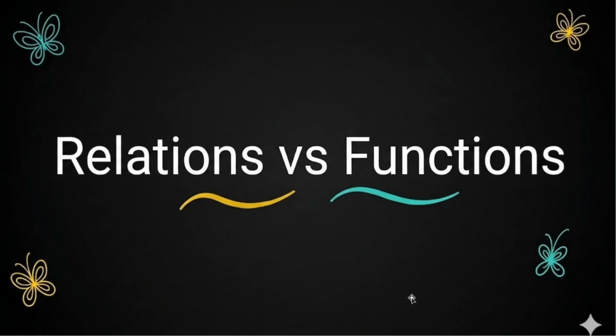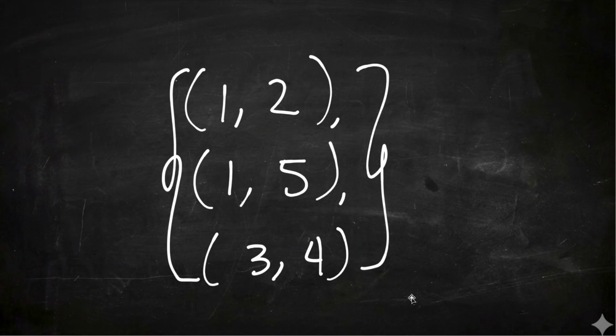A relation is just any pairing of inputs and outputs. No rules, no restrictions. Any input can give you any output. So remember that broken vending machine? It's not a function, but it's a relation. Now let's take a look at this ordered pair. Can we see that input 1 gives us output 2, but input 1 also gives us output 5? That's fine for a relation because relations don't care.